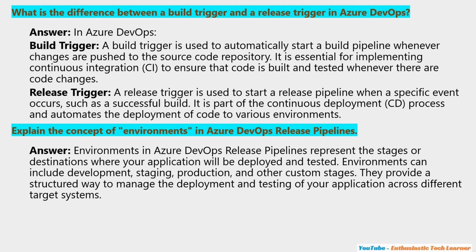Explain the concept of environments in Azure DevOps release pipelines. Answer: environments in Azure DevOps release pipelines represent the stages or destinations where your application will be deployed and tested. Environments can include development, staging, production, and other custom stages. They provide a structured way to manage the deployment and testing of your application across different target systems.